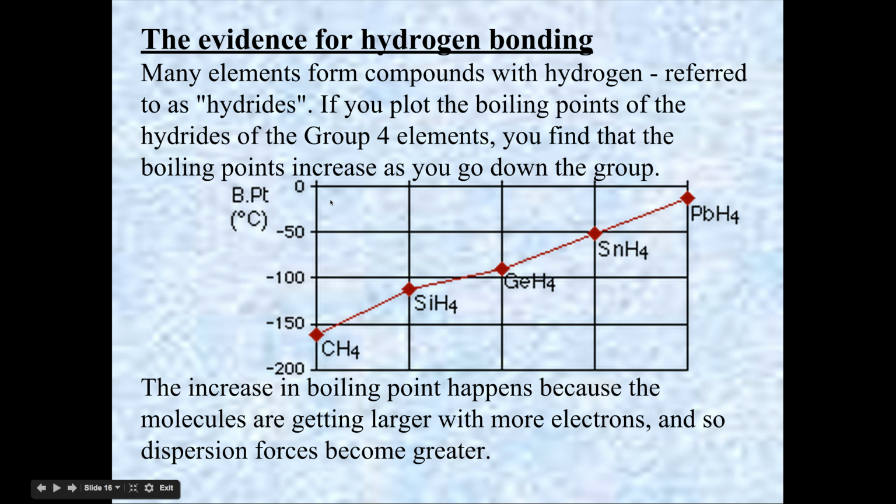Now, they're talking about how hydrogen bonding works. And you look at this, here is the boiling point of hydrides. These are the different molecules that have hydrogen bonded to them, like CH4. It has a very low boiling point. It becomes a gas very easily, at negative 150, 160 degrees Celsius. Lead hydride is almost starting to boil at almost 0 degrees Celsius.